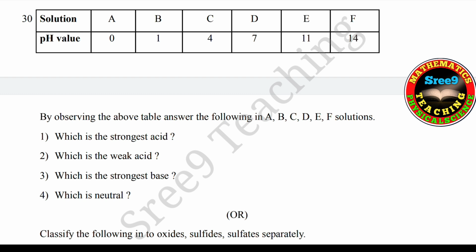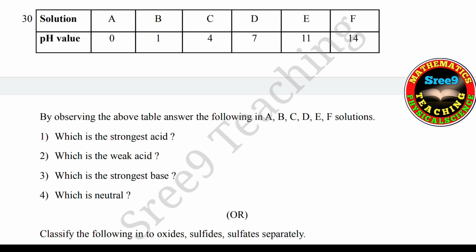Which is less? For what it is less? A. So hence the strongest acid is A. And second question, which is the weak acid? Yes, weak acid is nothing but the pH value of the solution should be near to 7. Here near to 7 is what? C, that is 4, no? Right. So C is the weak acid.